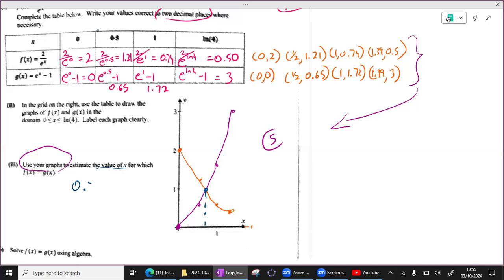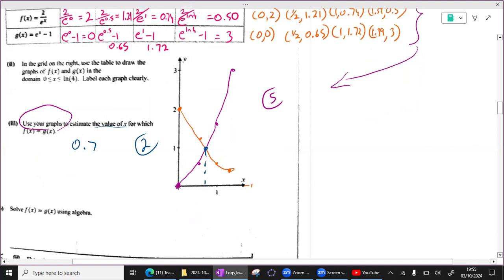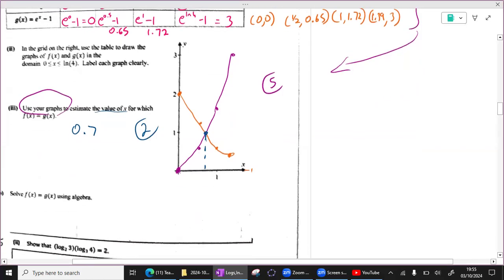So about 0.7, and that was worth 2 marks. Again, if you have an FT there, it means your graph might be awful, but if you still showed where they intersected and did a dotted line, you got the full 2 marks. It then says we have to show it using algebra.